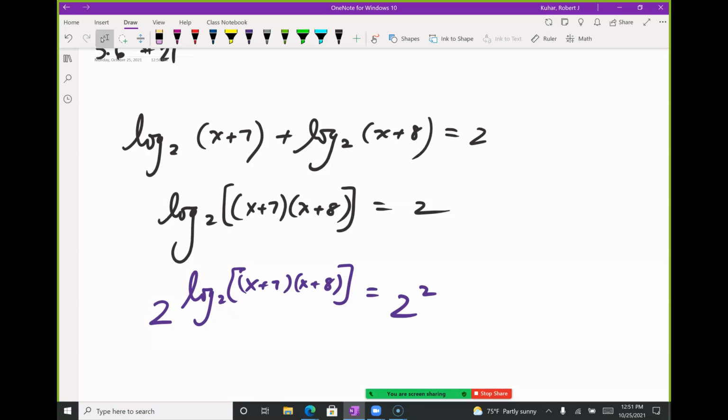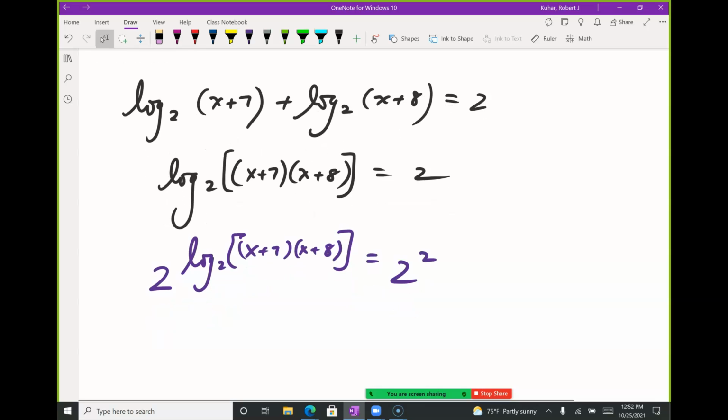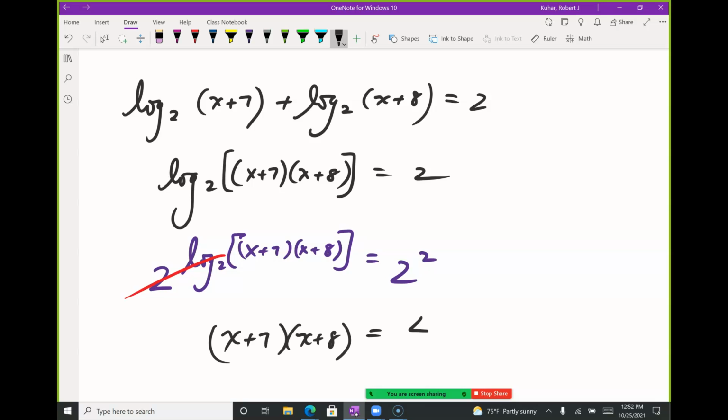And we've been saying that a long time, because multiplication is one to one, division is 1 to 1, adding is 1 to 1, subtracting is 1 to 1. We're doing all of this stuff because these functions are 1 to 1. What you do to one side, you do to the other, right? So raise both sides base 2. What happens to 2 and log base 2? They're inverses, they cancel. So I get (x plus 7) times (x plus 8) is equal to 4.